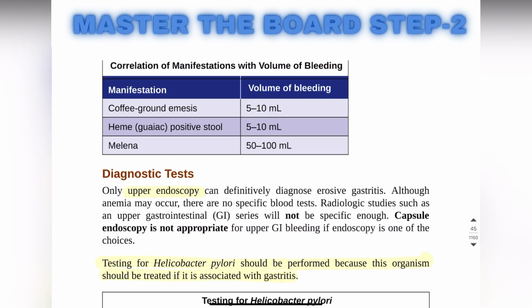So gastritis can present with different degrees of bleeding, and the volume of the bleeding can be assessed with the manifestations. For example, if there is coffee ground emesis, we can assess that the volume of bleeding might be 5 to 10 ml. If there is a heme positive stool, then the volume of bleeding might be 5 to 10 ml. And if melena is present, that is blood in stool, also called black stools, the volume of bleeding can be from 50 to 100 ml.